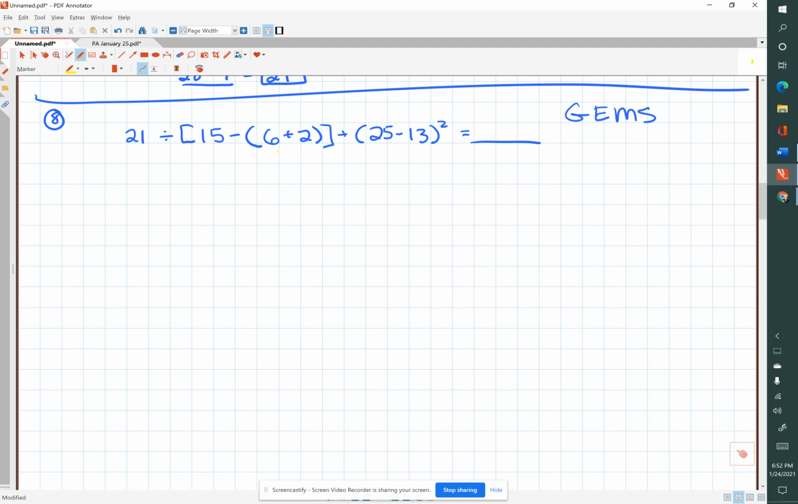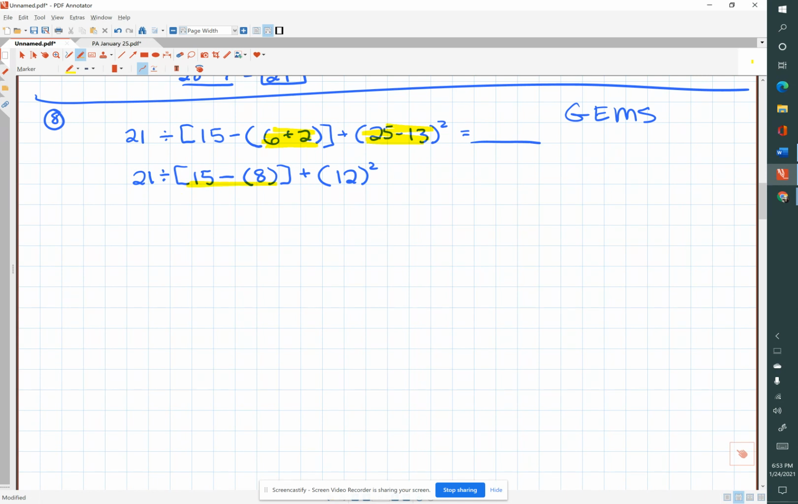I think we will start in here, and then we'll get to this one next. So let's go. 21 divided by 15 minus 6 plus 2 is 8, plus 25 minus 13 is 12, and all of that is squared. So I think the next thing we should do is this 15 minus 8.